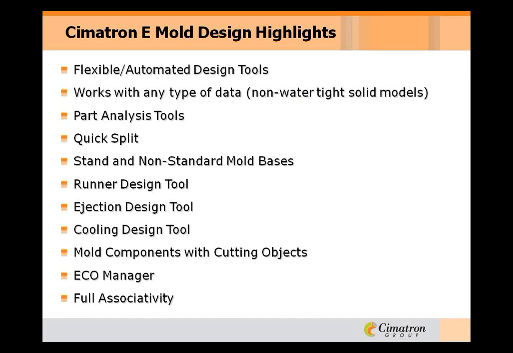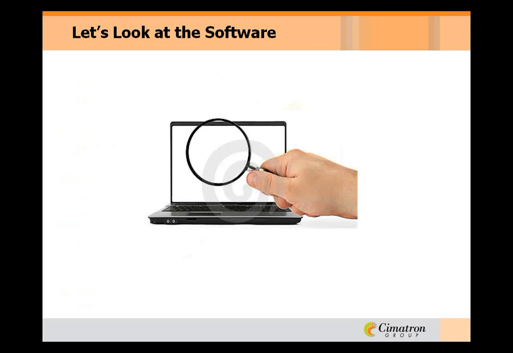Some of the highlights that we'll be going over. Our process is totally flexible. It's automated. We can work with any type of data, which is a very strong point, whether it's IGES or SAT, STEP, any of the standard formats, along with the direct formats. We have some part analysis tools. You'll see quick split. You'll see how we can use standard and non-standard mold bases, runner, ejection, cooling design. And then adding mold components with the cutting object, which is very important. Also, we have an ECO manager because we know everybody gets engineering changes halfway through the process of the design. And we'll also explain the full associativity from start to finish. So I'm going to turn it over to Dan Branch, and we'll take a look at the software.